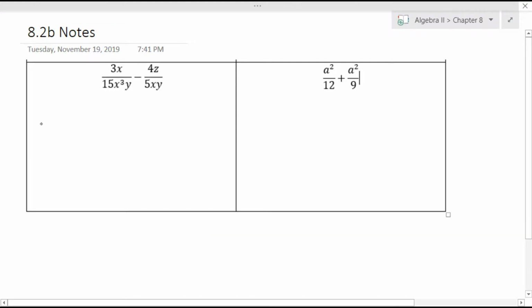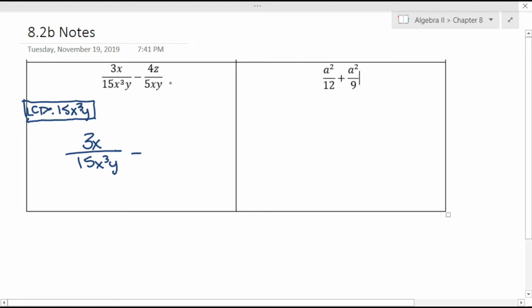All right, so first we need to think about what our LCD is for this one. What's the smallest number that 15 and 5 both multiply to? It's 15. And x cubed y is going to be our LCD. So I need to make both of my denominators look like that. What do I have to multiply? I don't have to multiply this fraction by anything. So this one is already 15x cubed y. So this one's just going to stay 3x over 15x cubed y.